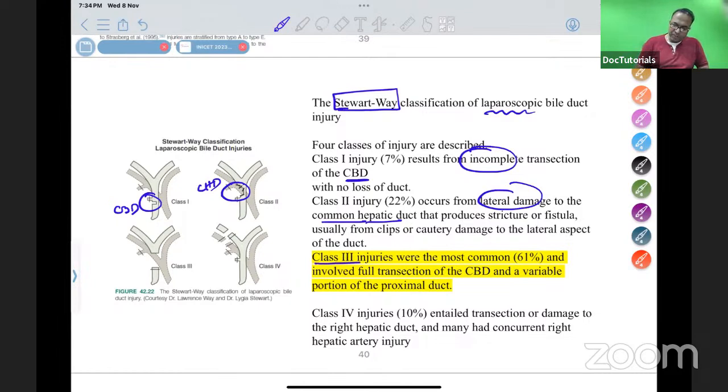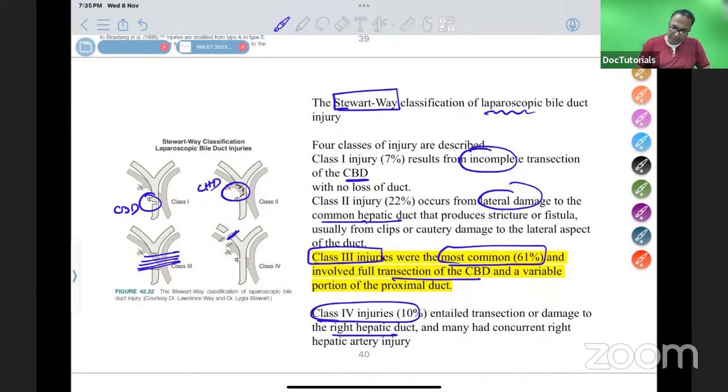Class 3 injuries are the most common laparoscopic injuries, in which we cut through and through, a full transection of the CBD and a variable portion of the proximal duct. Class 4 injury is a complete damage of the right hepatic duct. You can see the right hepatic duct is completely transected. So if you want to, you can answer Stewart Way as one of the answers.